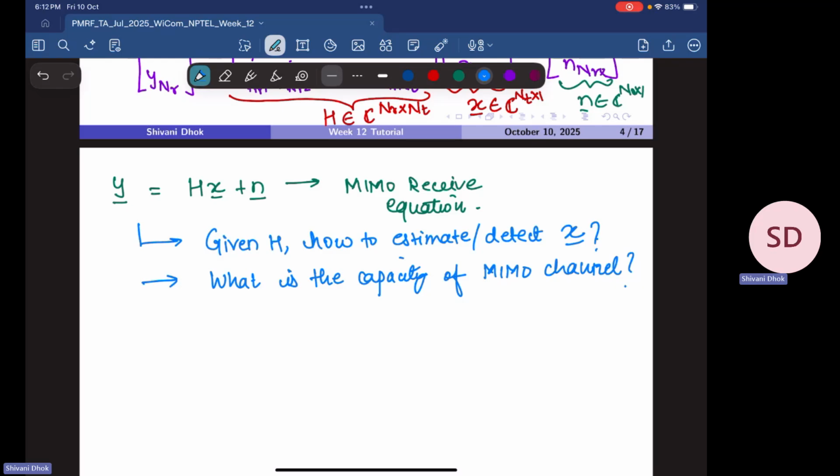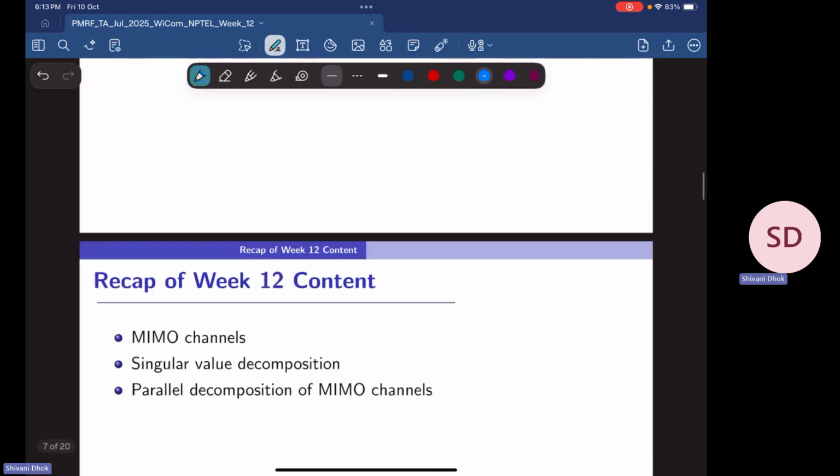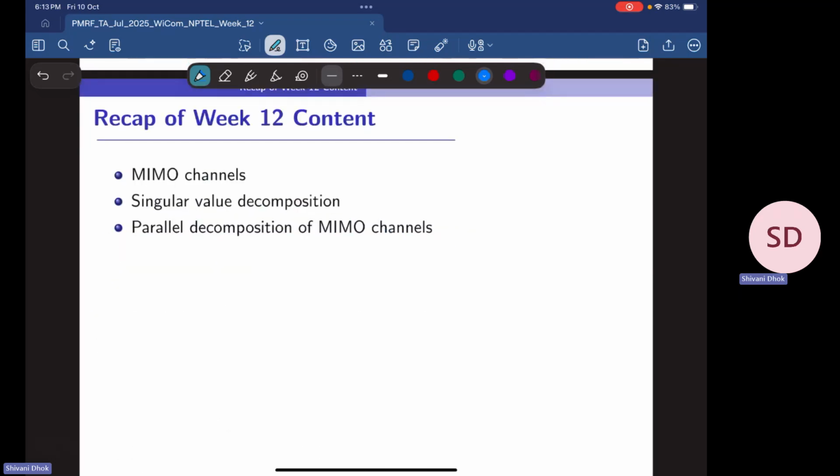We didn't look at detection rules, but you can very well construct different types of receivers, like the ZF receiver and all those things. We didn't go into those, but what we looked at was how we can play with this channel H, and what the capacity of this MIMO channel is. To do those things, we looked at a very important mathematical concept known as singular value decomposition, or SVD.